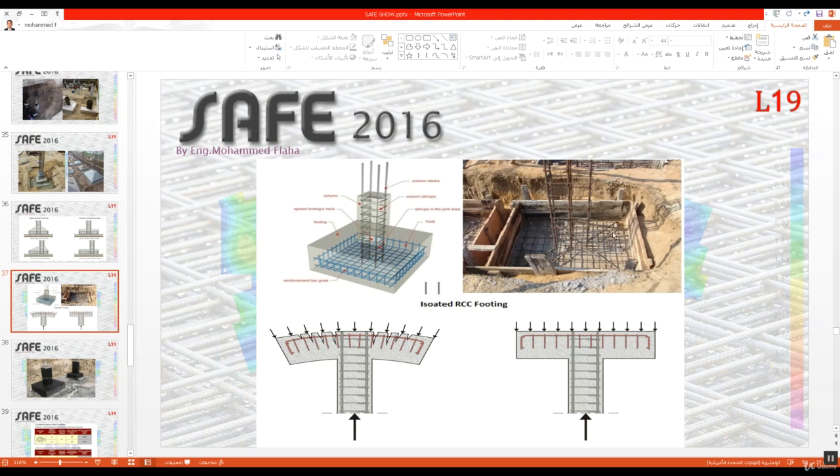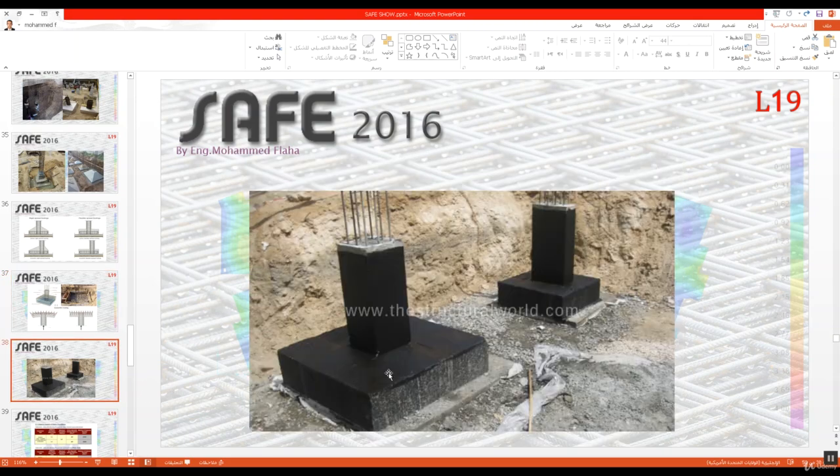This is one mesh, as we've seen. This is one mesh of reinforcement, bottom reinforcement in both directions, X and Y. Also, what is this black? This is to protect the foundation, because the foundation is coming inside the soil.